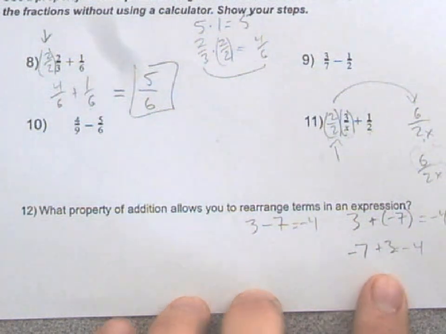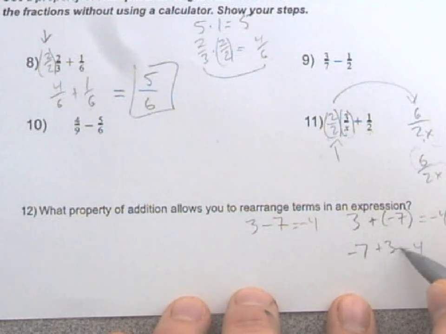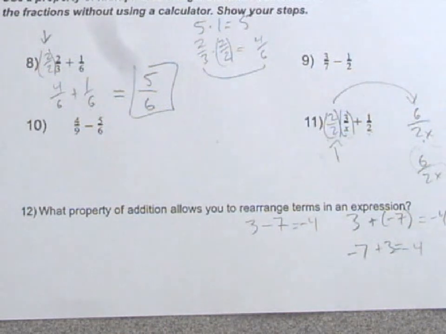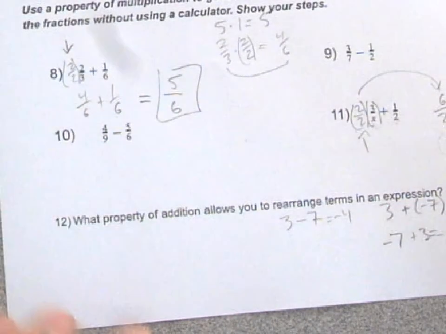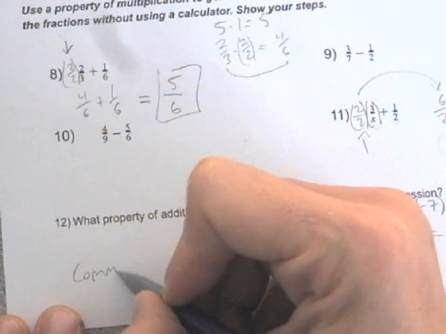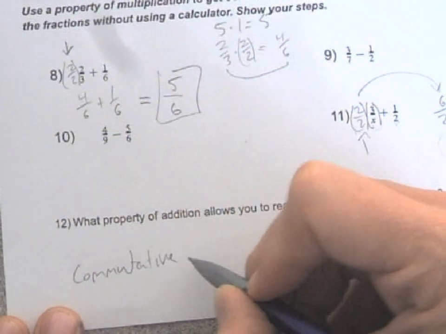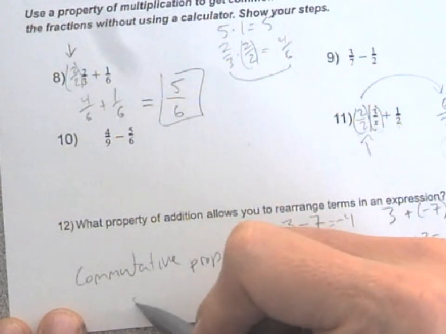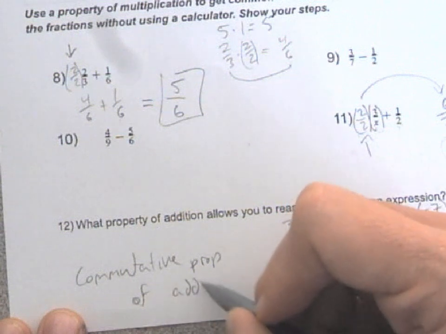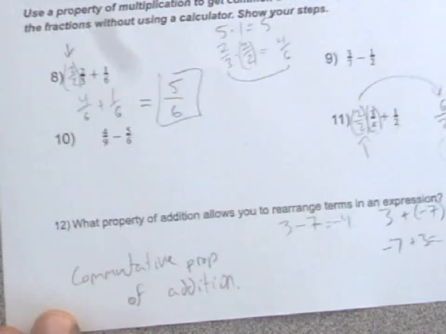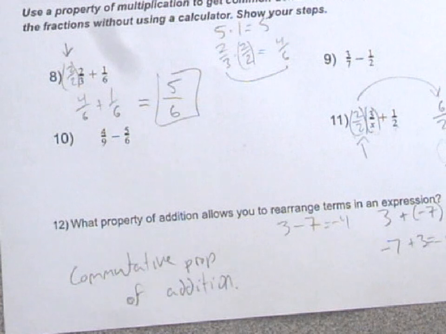Okay? The property that allows us to rearrange the terms in an addition problem or a subtraction problem is called the commutative property of addition. Now you got to be careful here because there is also a commutative property of multiplication. And we want the property of addition because that's what we're talking about. Okay? When we're talking about terms in an expression, we're talking about pieces that are separated by addition and subtraction signs. Okay? So let's take a look at an expression that has terms in it.